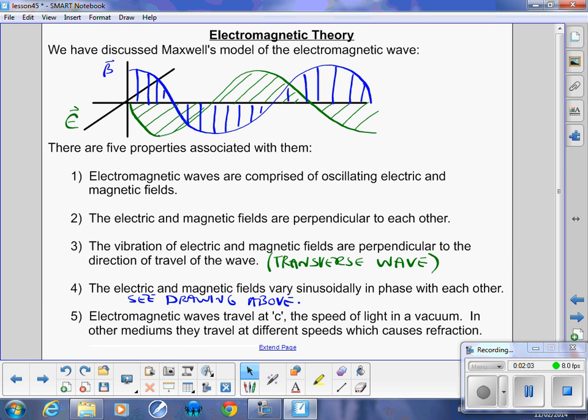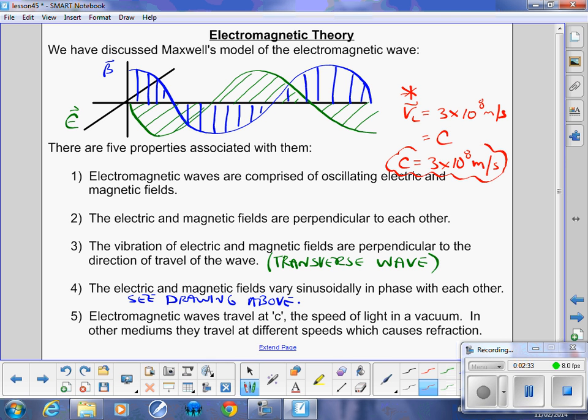And finally, electromagnetic waves travel at c, the speed of light in a vacuum. Now, on an earlier page, I had v equals. What we're going to have is our notation up here. Let's just put it up here. So the velocity, v_L, velocity of light, 3 times 10 to the 8th meters per second. We use small c to indicate that. Okay, so you're going to see in textbook c equals 3 times 10 to the 8th meters per second. So that's a constant you want to add to your sheet. Make sure you have it for test purposes.